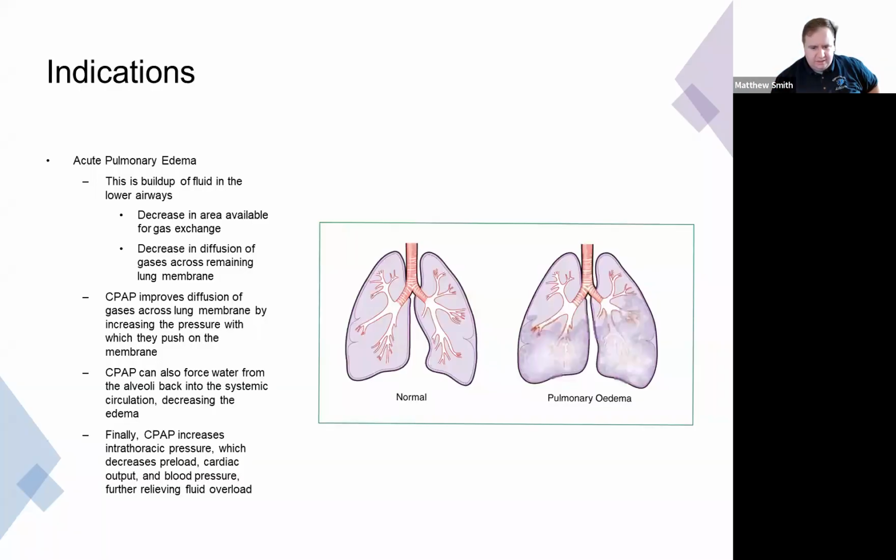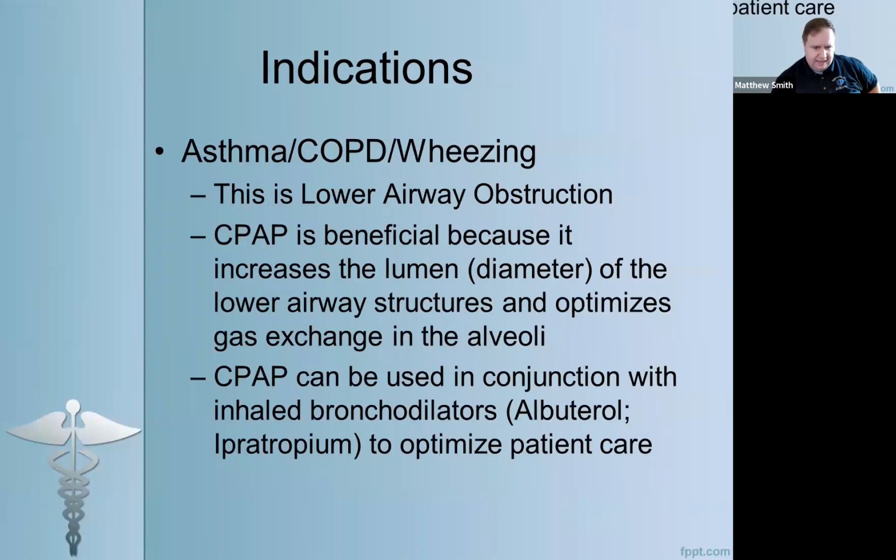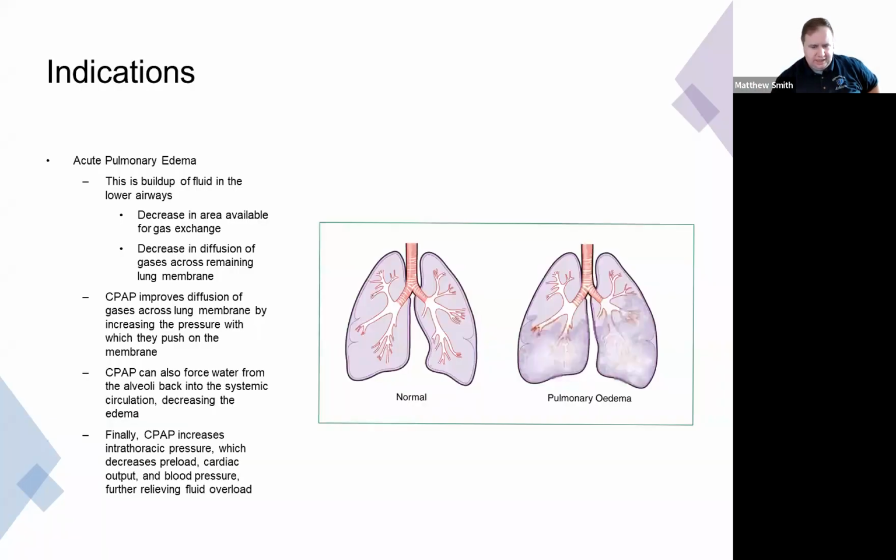So then the second major category of indications here is persistent respiratory distress of unclear etiology. And the big one here is acute pulmonary edema, which is a buildup of fluid in the lower airway. And you can see that here on this little picture. You have normal lungs without fluid, and then you have a buildup of fluid in the lungs, flooding the alveoli, decreasing the area available for gas exchange, and also decreasing diffusion of gases across the remaining lung membrane.